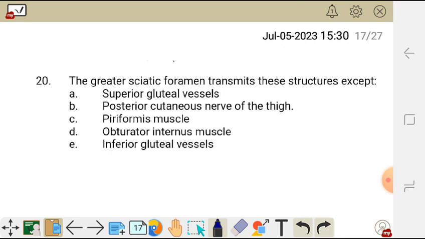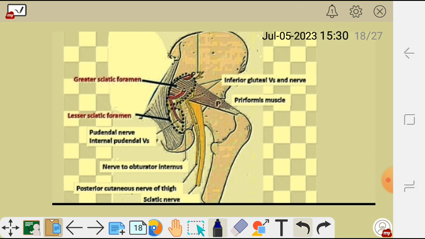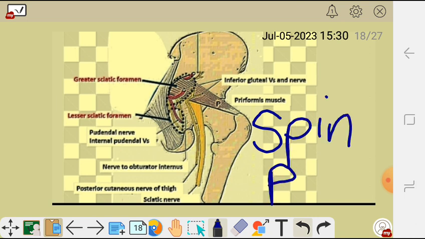Okay, so which one is not transmitted by the greater sciatic foramen among all these? The greater sciatic foramen is that foramen there. That foramen is going to transmit a lot of structures. To remember them, you can just use this word, spin, pin.